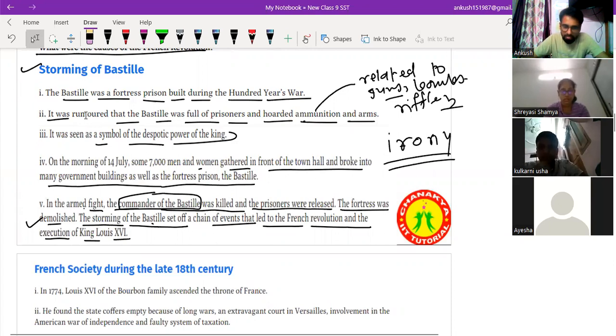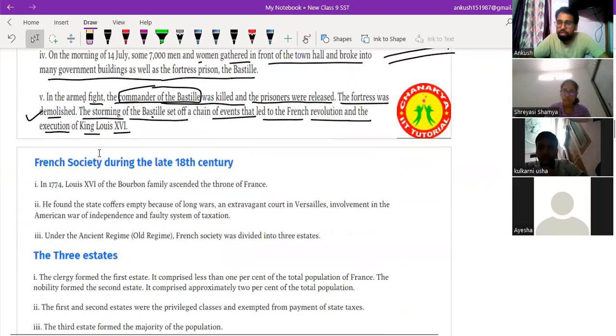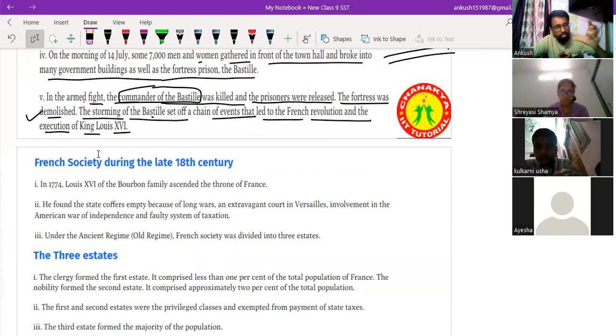Now, the days that followed saw more rioting both in Paris and the countryside. Most people were protesting against the high price of bread. What actually happened there? Why were people so furious? Because of the increase in the price of bread, which was a necessary, essential food for the people. Bread means all the foods are covered there. Okay, they became furious. Why?